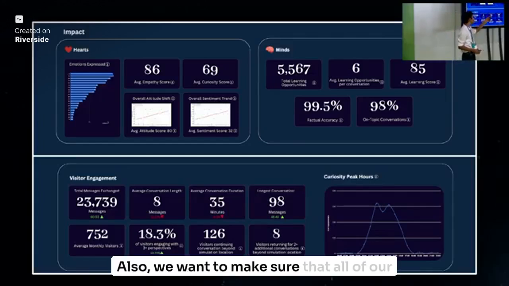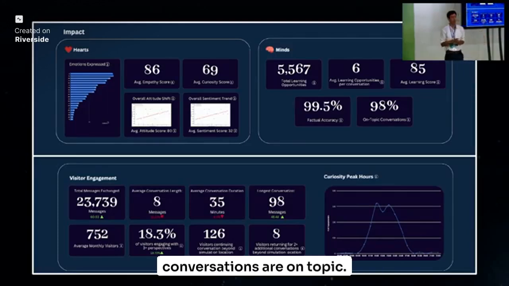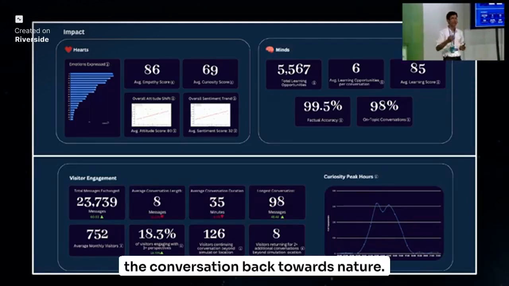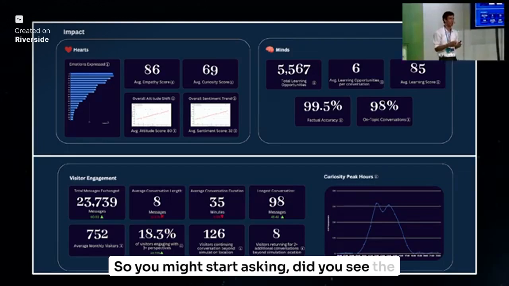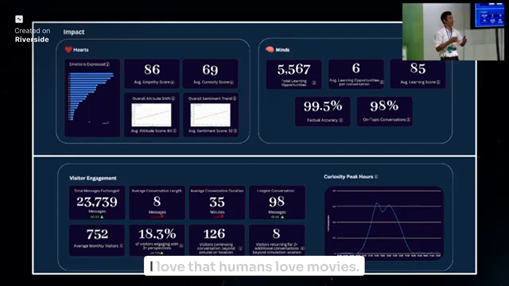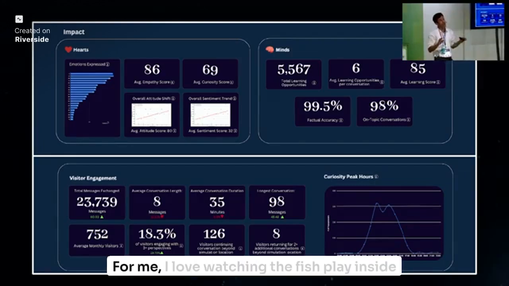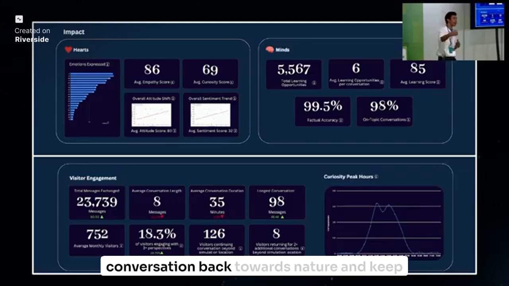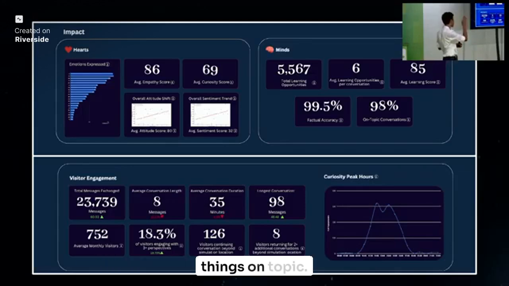Also, we want to make sure that all of our conversations are on topic. So our perspectives are always trained to bring the conversation back towards nature. So you might start asking, did you see the new movie? And you'll be like, oh, that's great. I love that humans love movies. For me, I love watching the fish play inside the river. So it'll always find a way to bring the conversation back towards nature and keep things on topic.